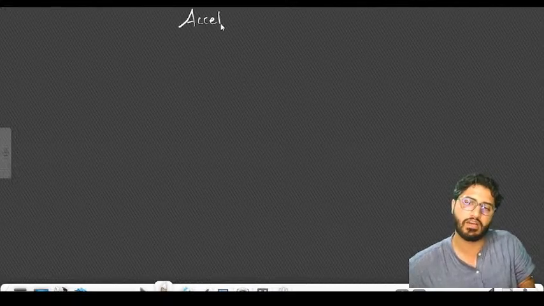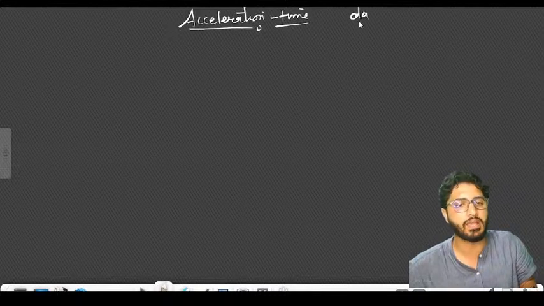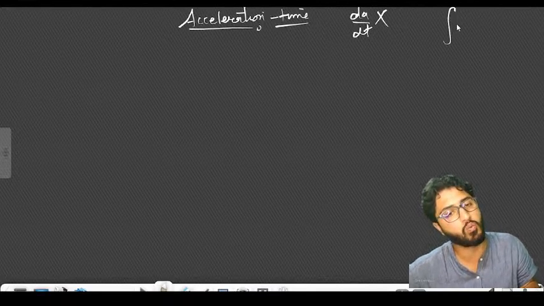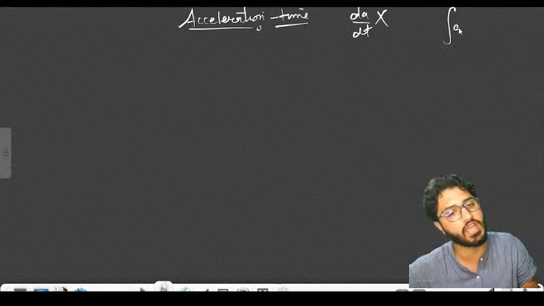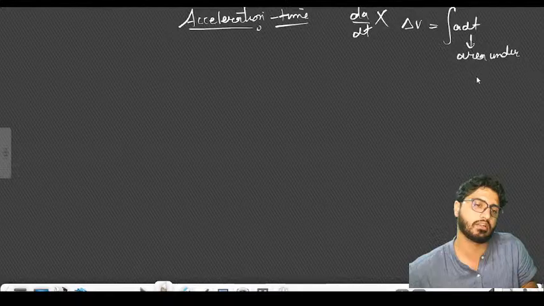We are having now acceleration time. And you know that dA by dt is not defined. But integration of A with respect to dt will give you change in velocity. And this is area under curve.